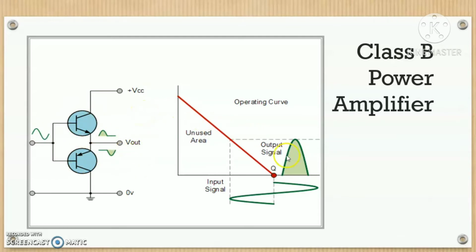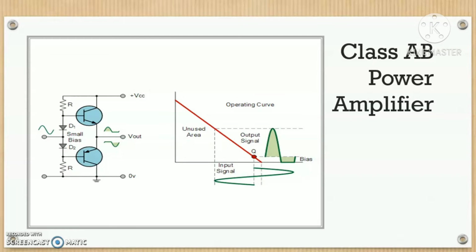Now here you can see the Q point is at the cutoff, and in the circuit diagram there is no biasing resistor. As there is no biasing resistor, your transistor is turning on due to the applied input signal. But we know that the transistor needs 0.7 volt to conduct. So when the input voltage is less than 0.7, you will get the output voltage 0 because the transistor is not conducting. This is called crossover distortion, and we'll see that later in this video.